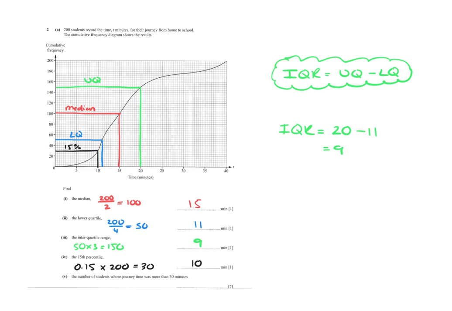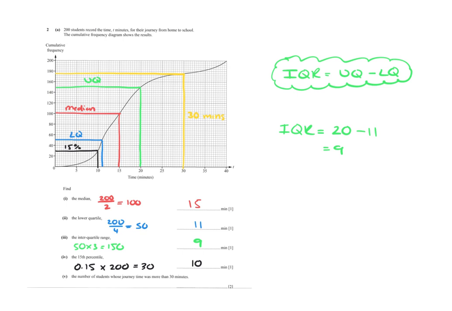My last question is asking for the number of students whose journey time was more than 30 minutes. So this time we're actually going to be drawing from the horizontal axes because we've got the time. So we're going to find 30 and draw up to the graph. Now, reading off the vertical axes, I can see that 178 students take less than 30 minutes.